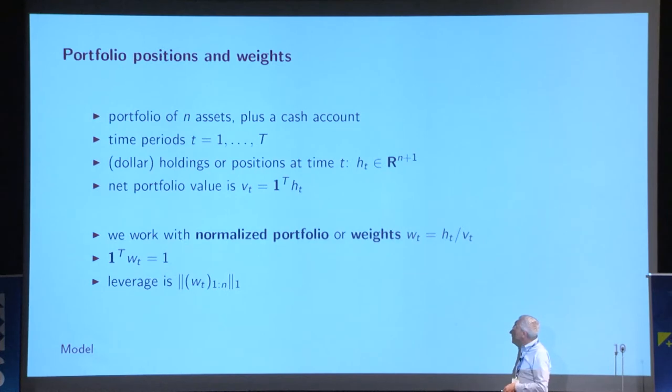Okay. And so we're going to work, and a lot of people do this, we're going to work with the normalized portfolio or weights, and that's HT over VT. So these are numbers that add up to one. That does a lot of good things. They don't have to be positive or non-negative, right? They can be negative. And if you take everything except for the cash, so if you take the risky assets and take the L1 norm of that, that's the leverage.